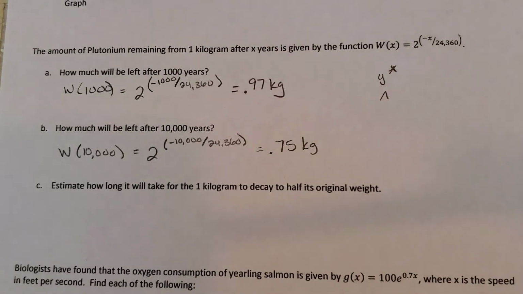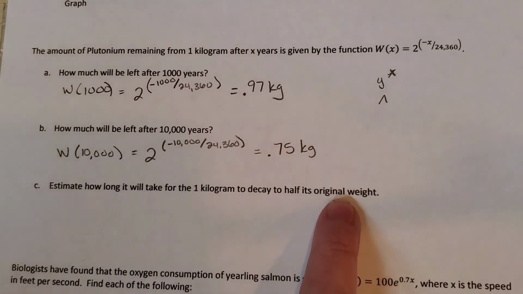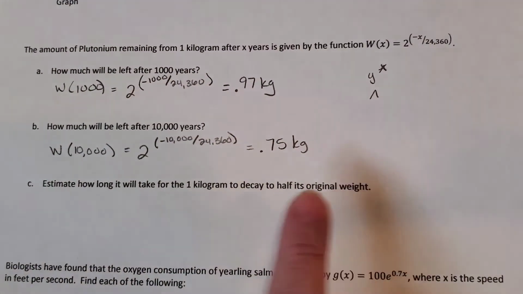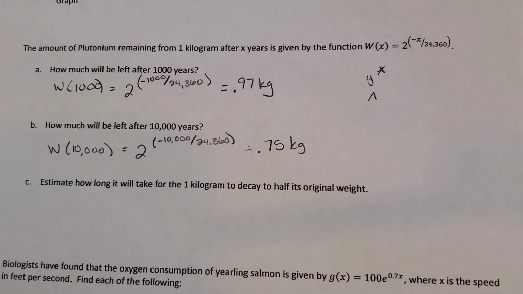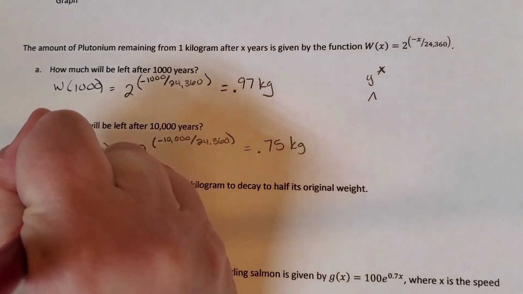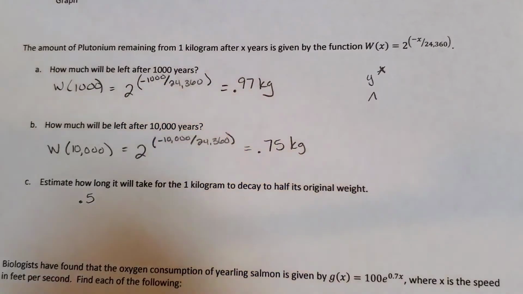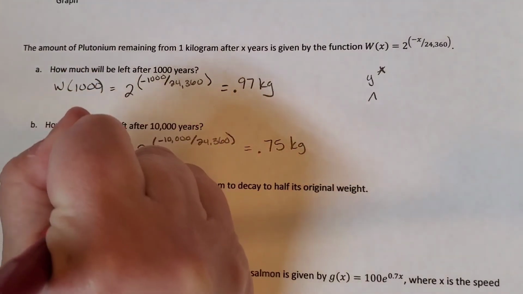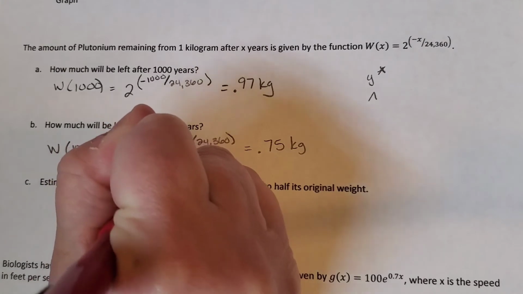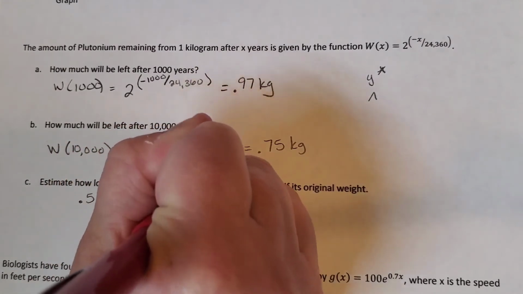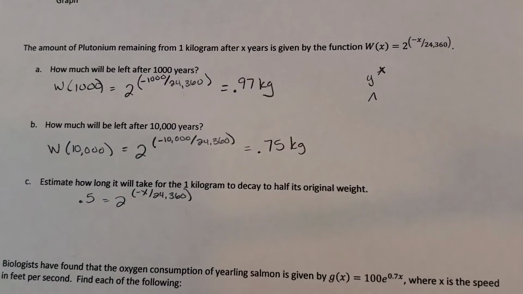And on part C, we want to estimate how long it will take for the 1 kilogram to decay to half its original weight. Now, if we were to actually solve that, if it started at 1, that means we want half a kilogram remaining. So this time we're looking for how long. We're looking for the X, and we want the W, the amount remaining, to be half a kilogram. And so 1/2 is equal to 2 raised to the negative X over 24,360. At this point, we would need to solve for X.